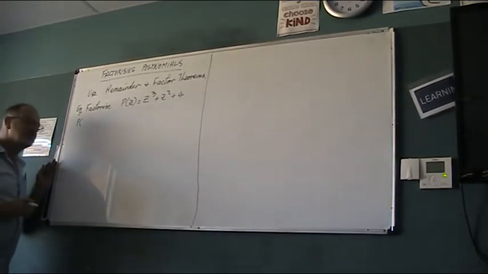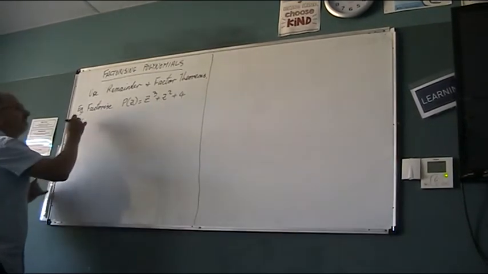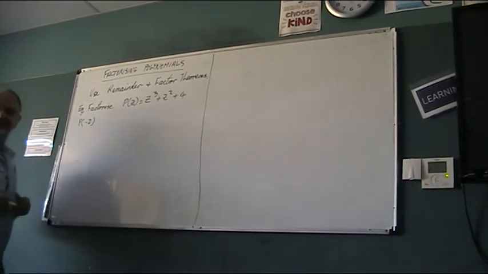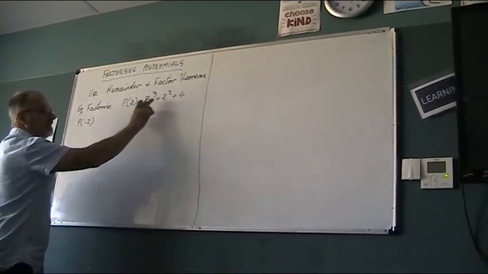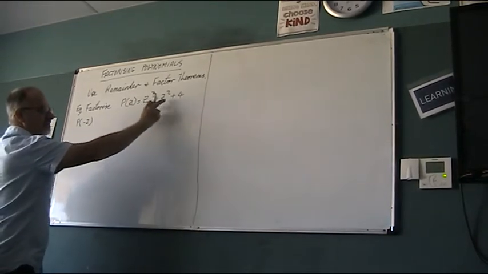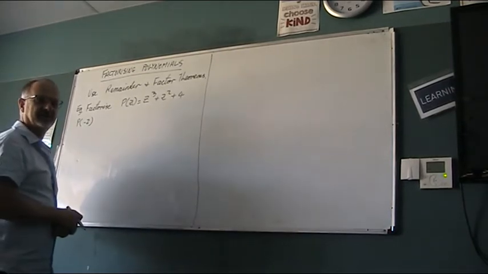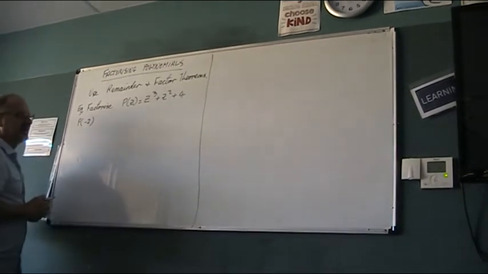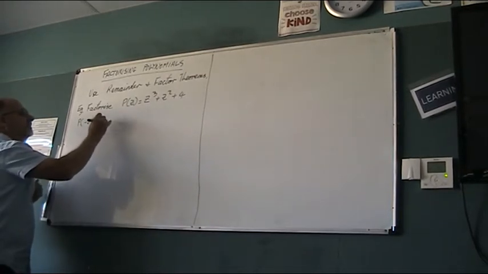Any particular numbers? 2? No, not 2. Negative 2? Yeah, 2's not a very good number. Sometimes you can get a bit of an idea, because if you use 2, that's positive, positive, positive, and you add them together, you're going to quite clearly get something bigger than 0. So you're going to need some negatives in there somewhere. So negative 2 is probably a good choice.